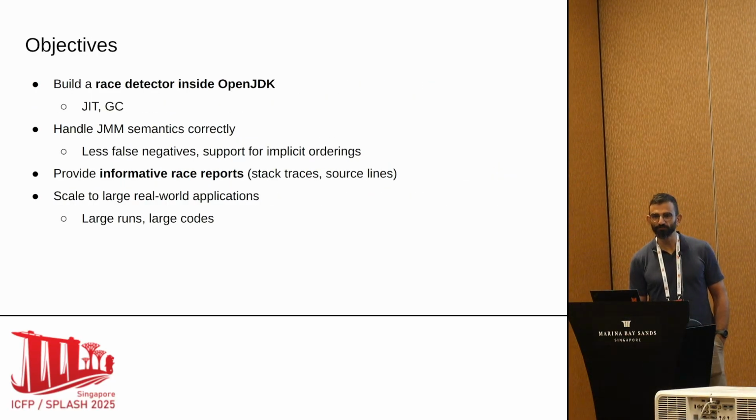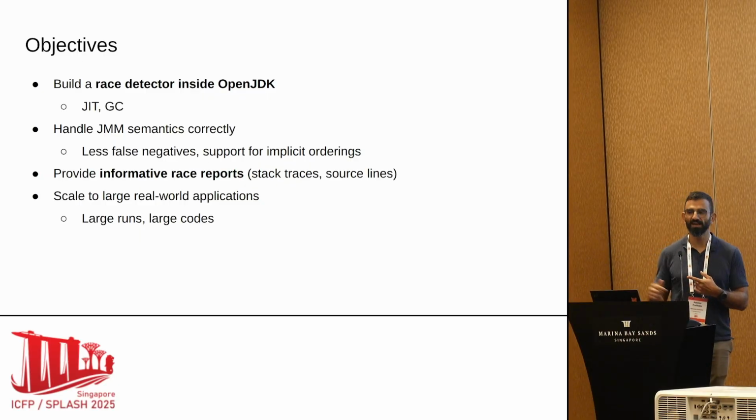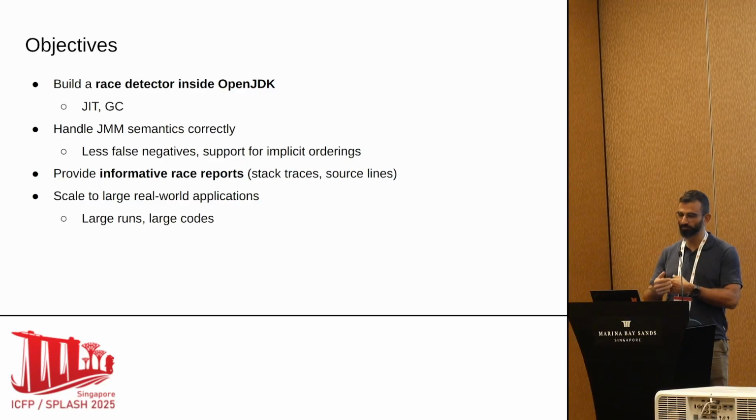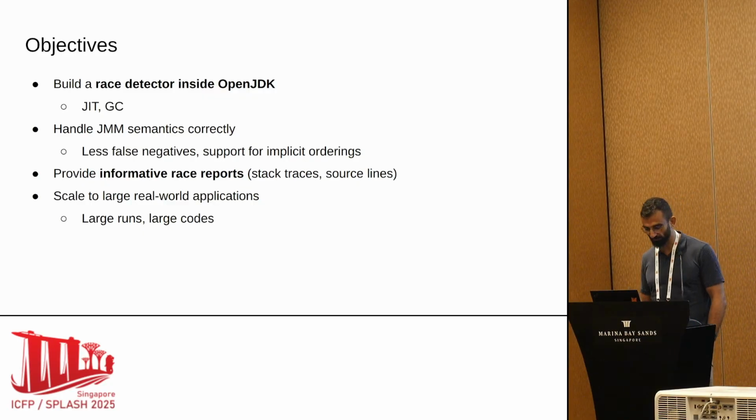So the objective of this work is we want to build a dynamic race detector, and we want to build it specifically for Java, and we want it to be very practical. So we want to be inside the OpenJDK, and by inside the OpenJDK, I mean we want it to be very fast, so we need full JIT support, make HotSpot work. We want to work with garbage collection, and hopefully with all garbage collectors that you get in the JVM.